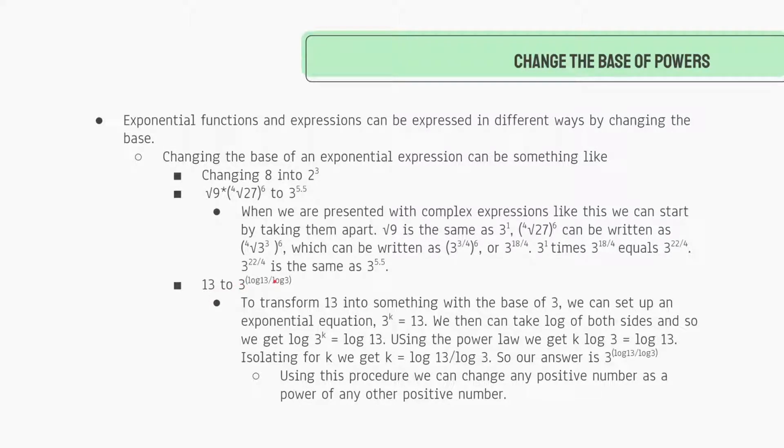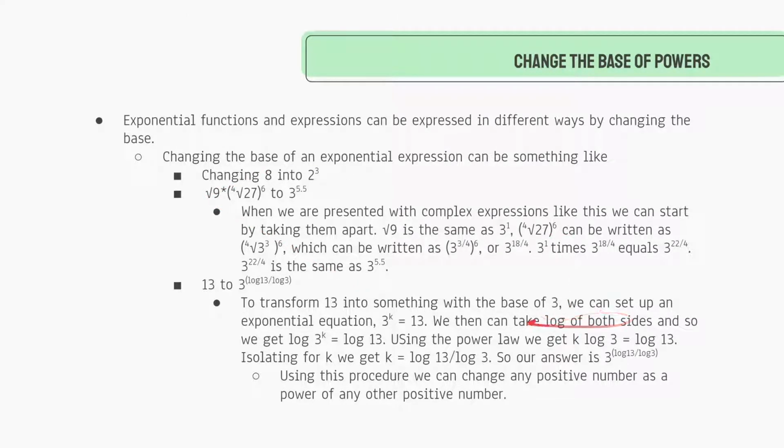Well, to do this, we can set up an exponential equation. We know we're looking for something that when we raise 3 to the power of it, we get 13. With this equation, we could take the log of both sides. Again, this is the same as dividing everything by 2, or raising everything to the power of 7. It's the same kind of procedure. It doesn't change the outcome.